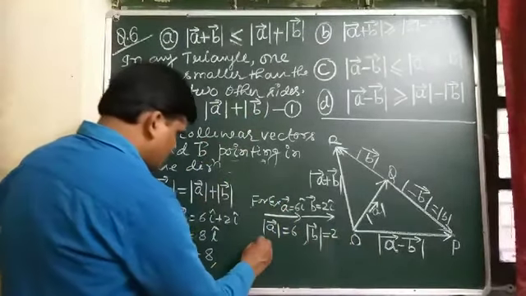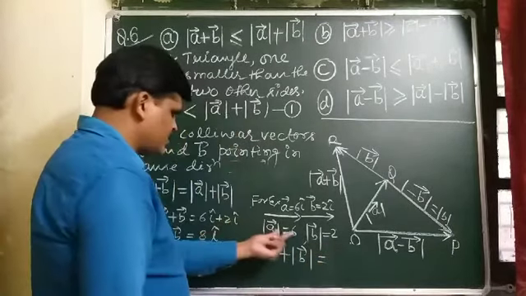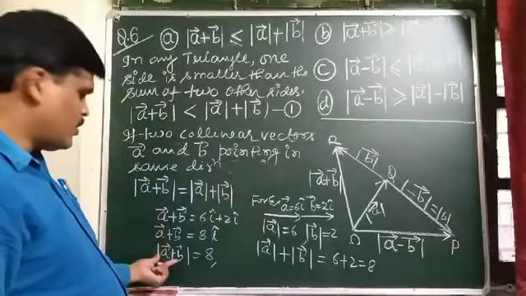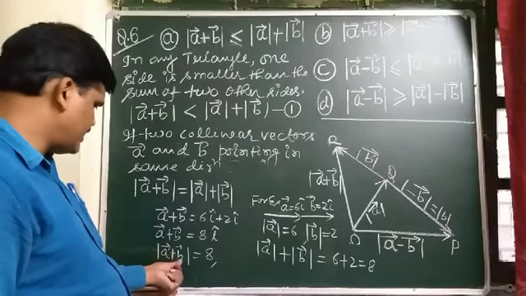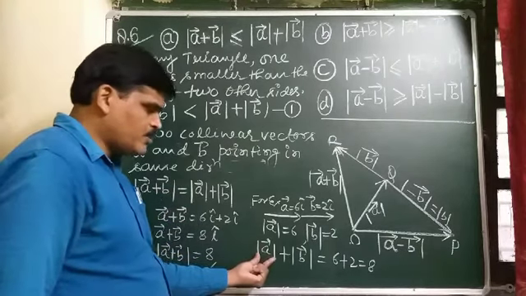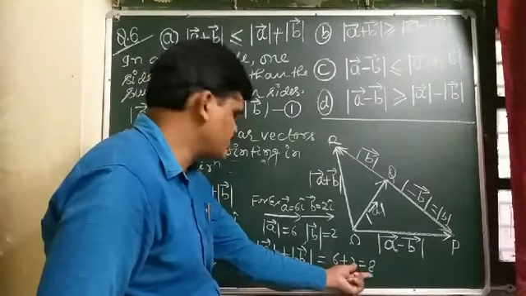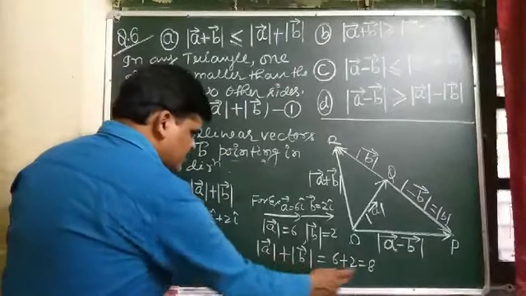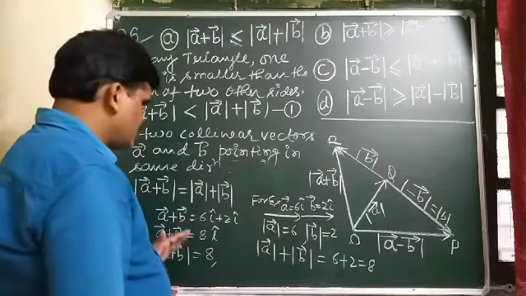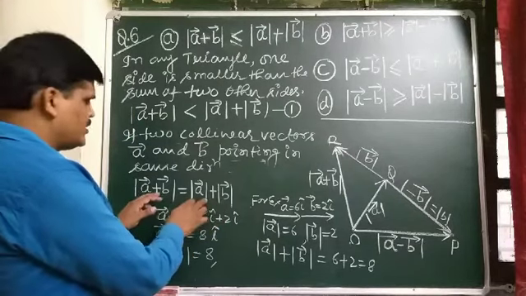Now add it. Mod vector A plus mod vector B, which is what? 6 plus 2, that is 8. See that mod vector A plus vector B is 8, which is equal to the sum of mod vector A plus mod vector B, which is also 6 plus 2, that is 8. So this and the sum of this are equal. So we can write this. There is no need of writing this example. This example is to understand the concept of why we are writing this.